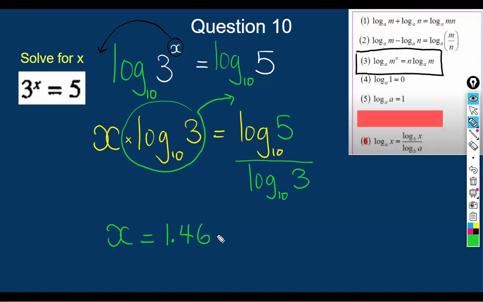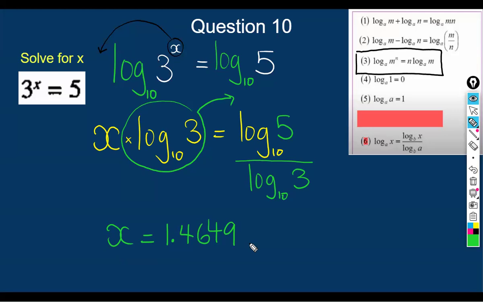1.46, right? You can round it off however you want. 1.46, or 1.465 to 3 decimal places. Once you've seen it on the calculator, that's it. That's the end of the question.